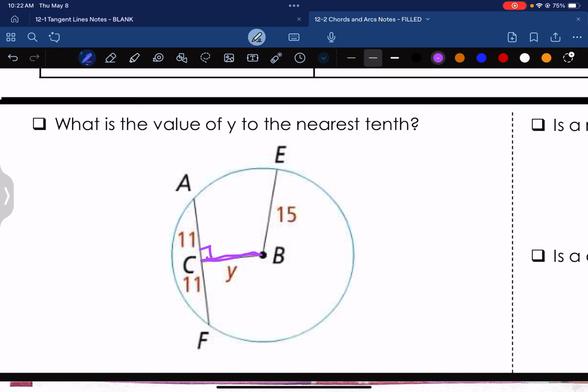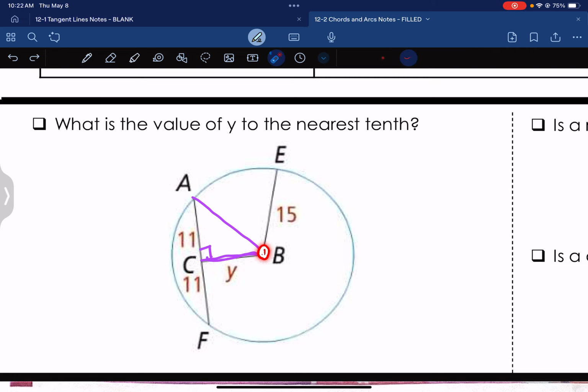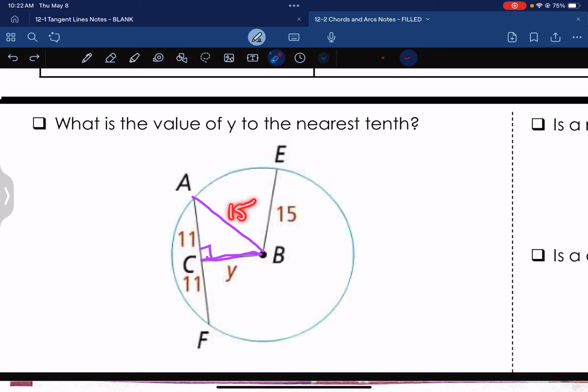Since these are perpendicular, anytime we have perpendicular lines, we can make a right triangle. And here's my right triangle. I'm going to use the Pythagorean theorem to solve this. What is this measurement, though? That should be 15, because if this is my radius from here to here, that's 15. If I drew a radius here, that should be 15. It doesn't matter where I draw it, as long as it goes to the edge of the circle, it's all 15. So this is 15 right here.